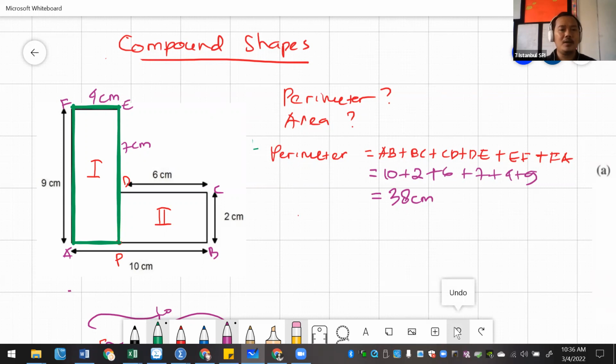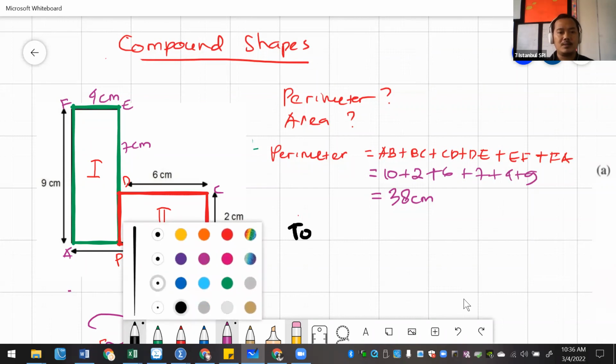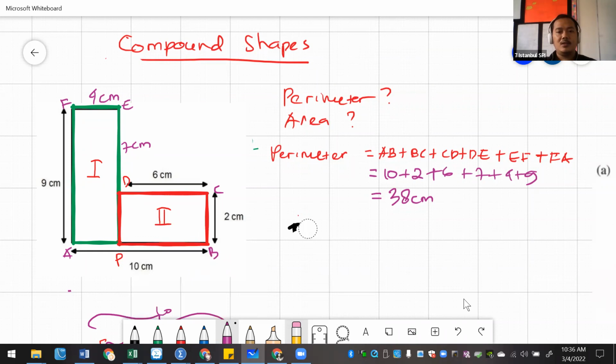Shape number one. And then we also have another shape over here. This is shape number two. Can you see that we actually have two rectangles? So when we want to find the area here, we only need to add area number one plus area number two. In conclusion, the total area equals area number one added with area number two.